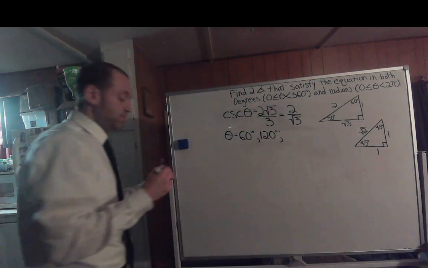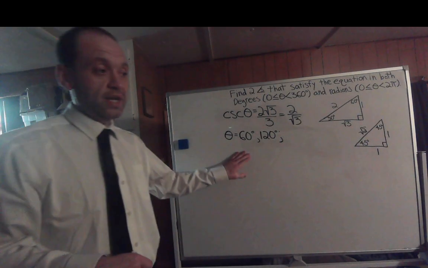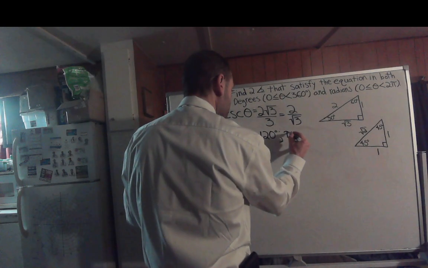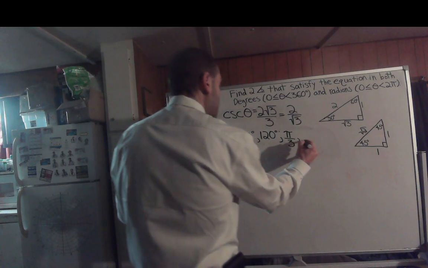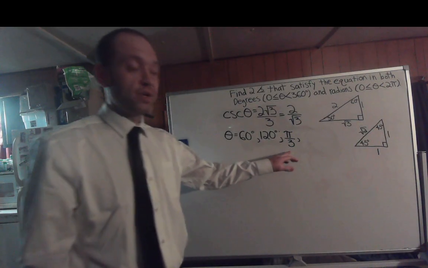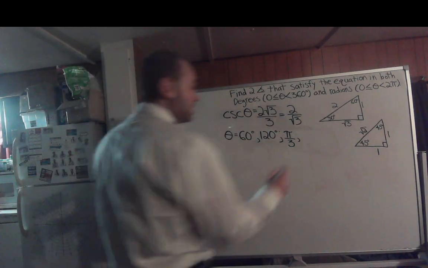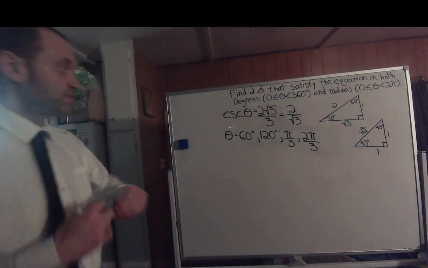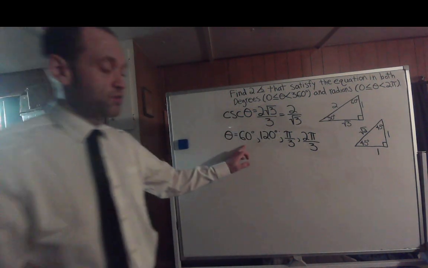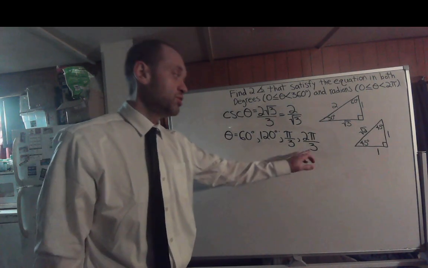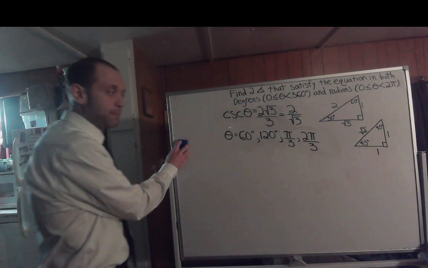And then now we need to convert these to radians. So 60 degrees is the same as pi over 3 radians. And then 120 degrees, so take that pi over 3, subtract it from pi, you end up getting 2 pi over 3. So the two angles that satisfy this equation are 60 degrees or pi over 3 radians and 120 degrees or 2 pi over 3 radians.